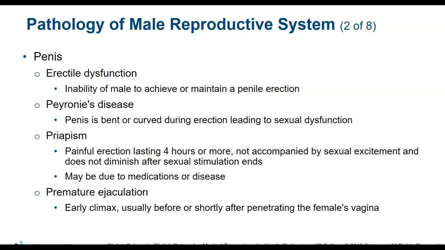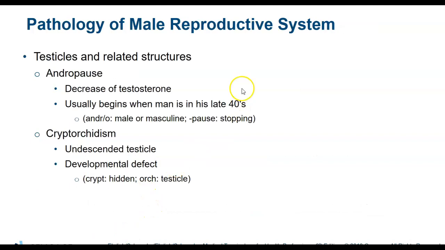Premature ejaculation is just an early climax, usually before or shortly after penetrating the female's vagina.